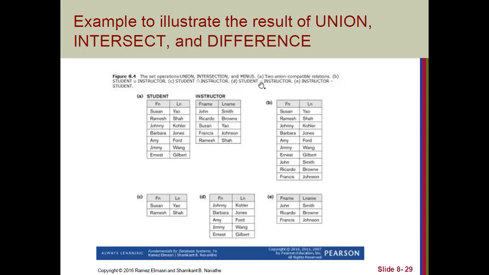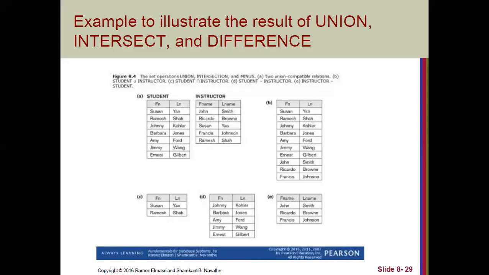And that is the minus or the difference relation. Student minus instructor. Any row which is represented in instructor should not be represented in the resultant relation. So you can see here that Ramesh and Shaw is here, Ramesh and Shaw is here. So in the resultant relation, you can see Ramesh and Shaw are not represented. Similarly, Suzanne and Zhao is not represented over here. And in the last relation, you have the instructor minus the student.